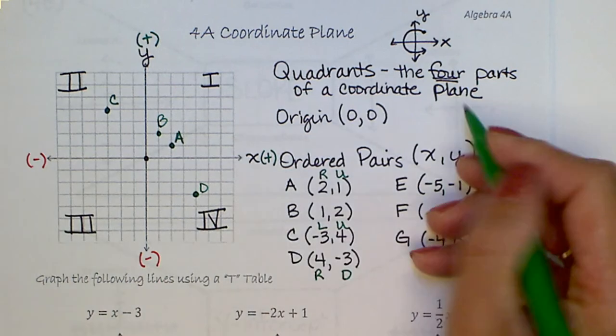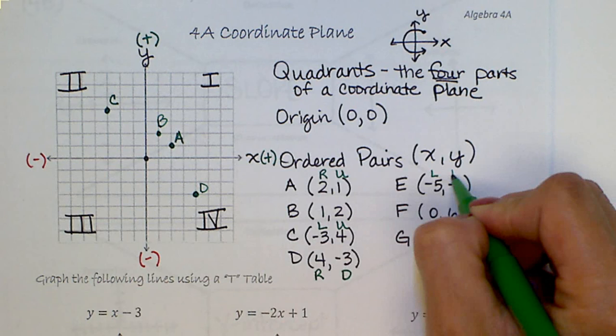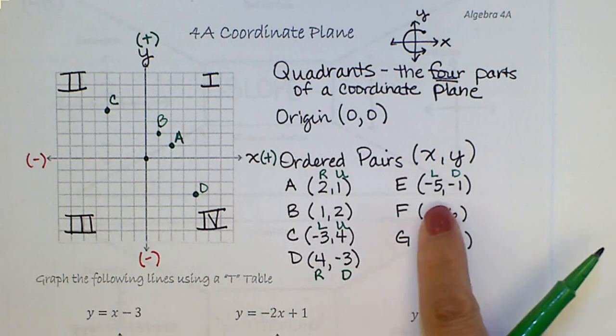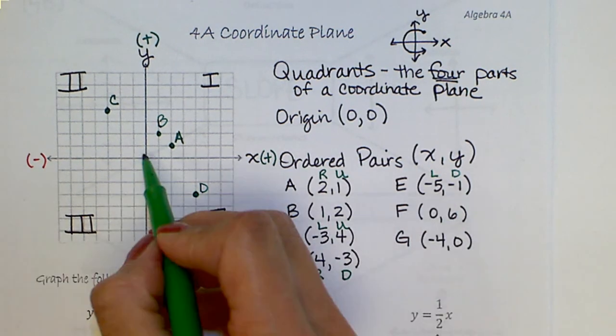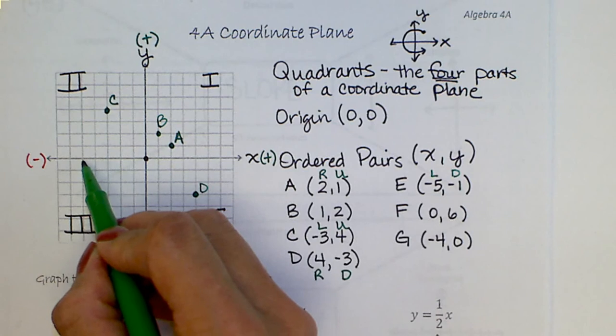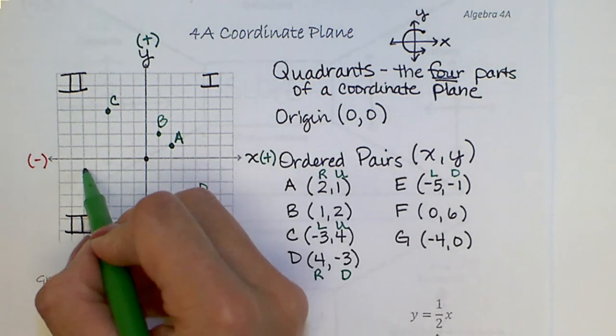Okay, 3 more. -5 means move to the left. -1 means to move down. So I'm going to go left 5. 1, 2, 3, 4, 5. Don't make a dot yet. Go down 1. And we get the letter E.